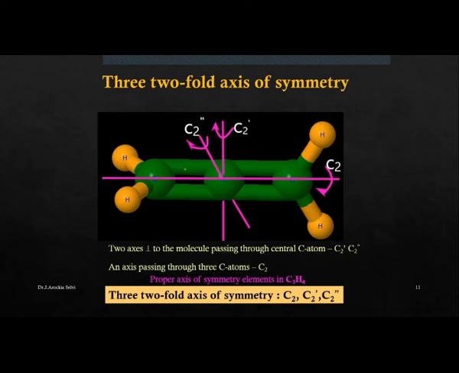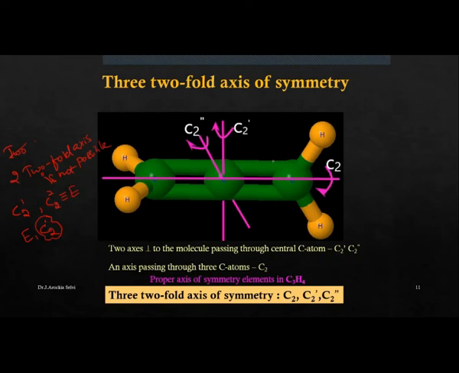Here is another example where 3 two-fold axes of symmetry are present. Always remember, two C2s along the same axis are not possible. How is it not possible? C2 one time we are carrying out, okay, then C2 two times we are carrying out the second time. C2^2 is actually equivalent to what? E. So E, C2. How many C2s then? Only one. There are no two C2s.